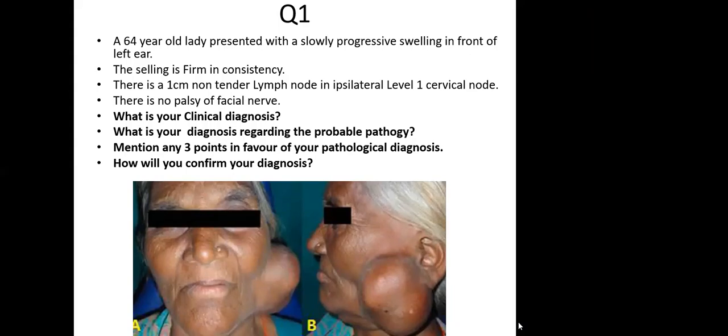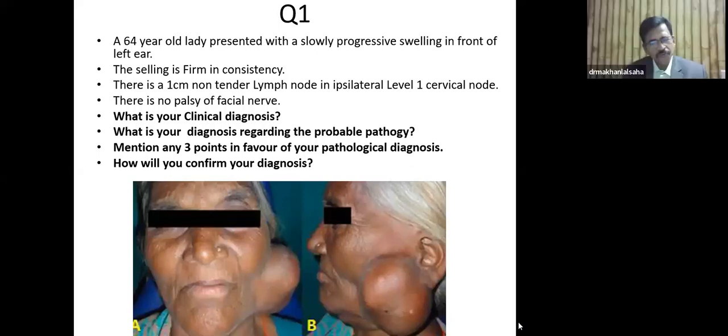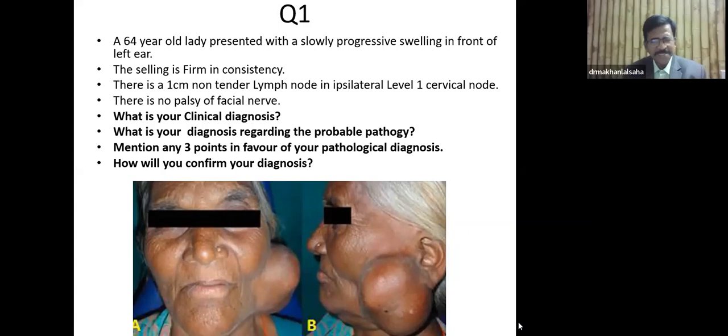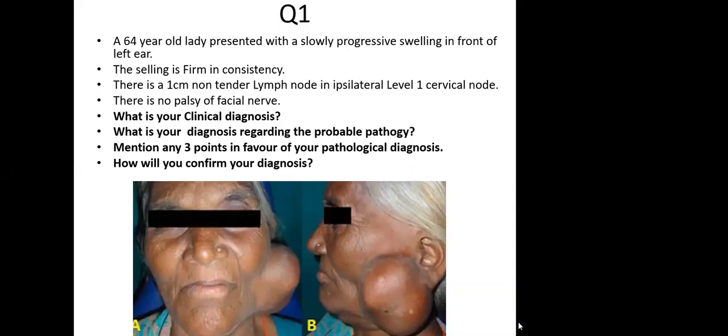Now, the other questions regarding this will be: if it is a parotid pathology, a parotid malignancy, what are the common histology types of parotid malignancy that you know of? Maybe a two marks question. Why don't you know? You just classify. Malignancy, you have epithelial tumors and non-epithelial tumors. He said malignancy, not carcinoma. Yes, sir. Epithelial cell tumors and non-epithelial cell tumors. So, epithelial cell tumor, commonest is what, in the parotid?